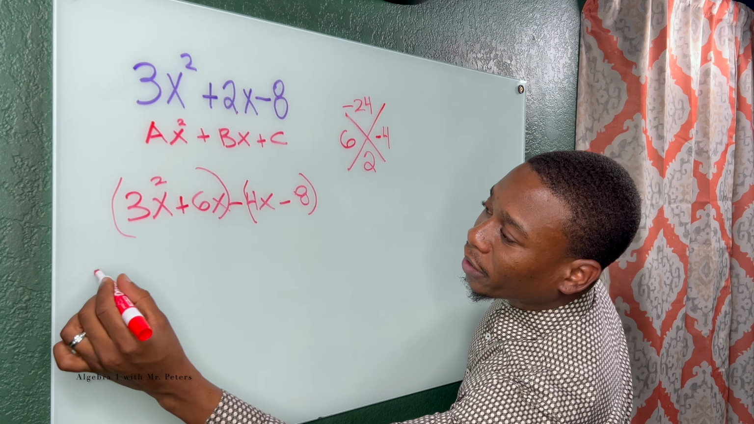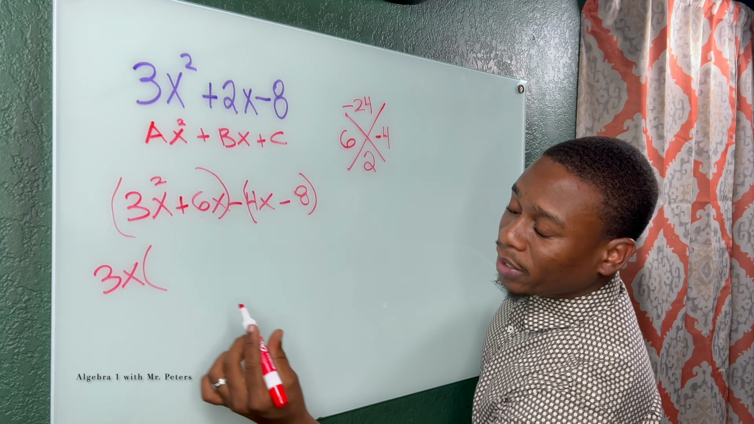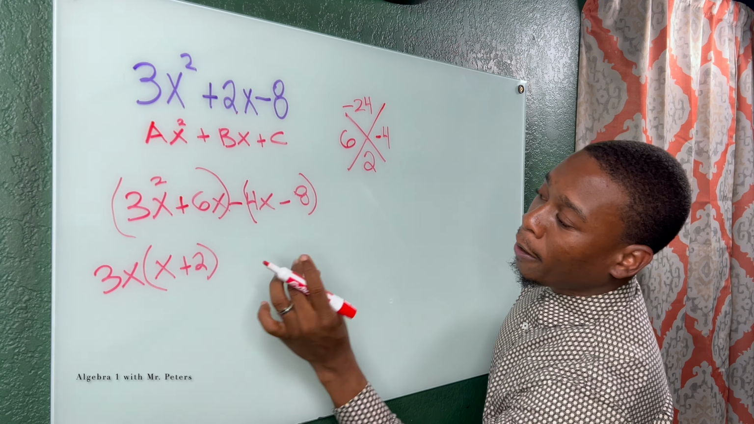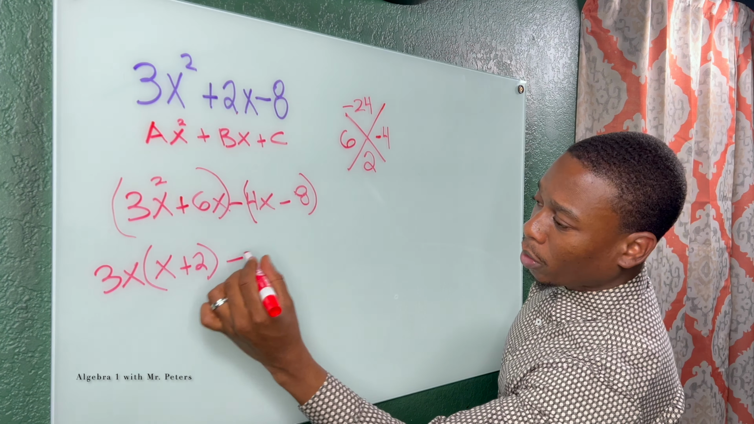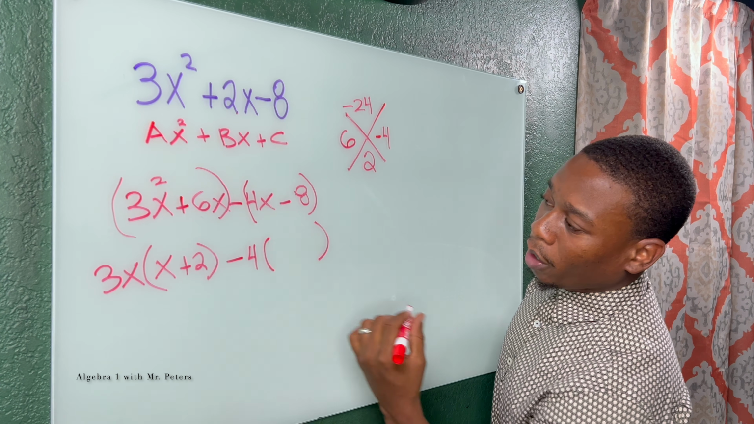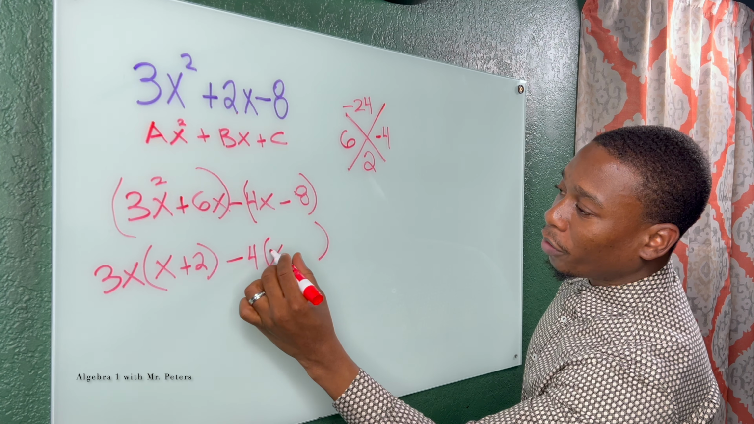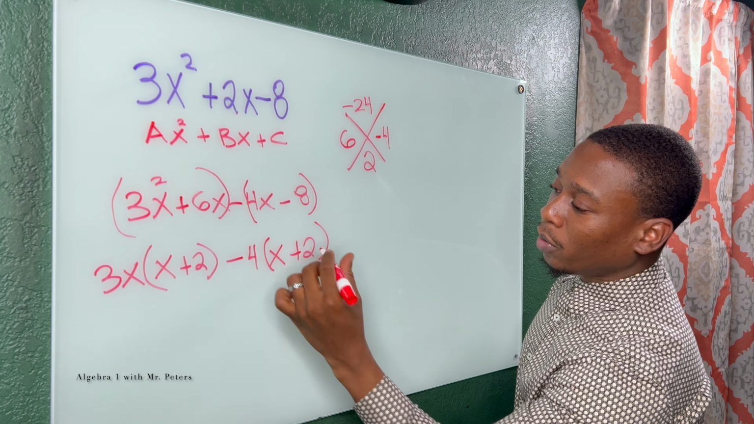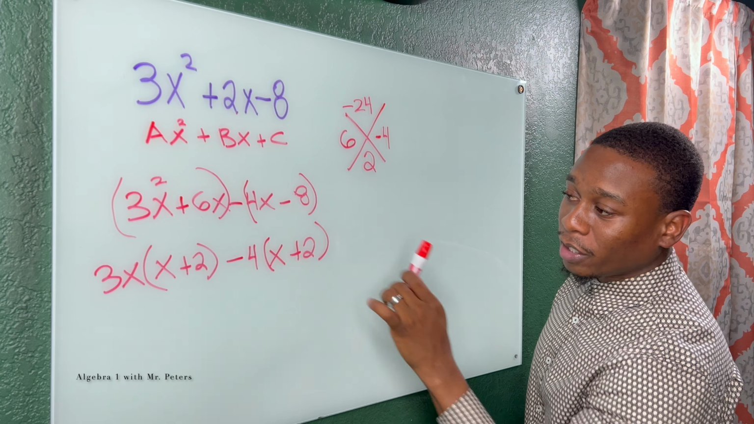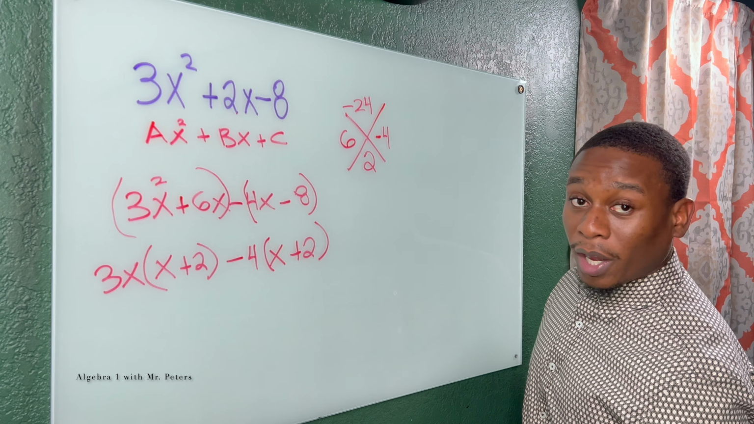So right here, we could take out a 3x. When we pull out a 3x, we're left with x plus 2. Then on this side here, if I take out a negative 4, I'm left with x plus 2. Just remember, when you multiply this negative 4 back with 2, it has to give us a negative 8. That's why 2 is positive.